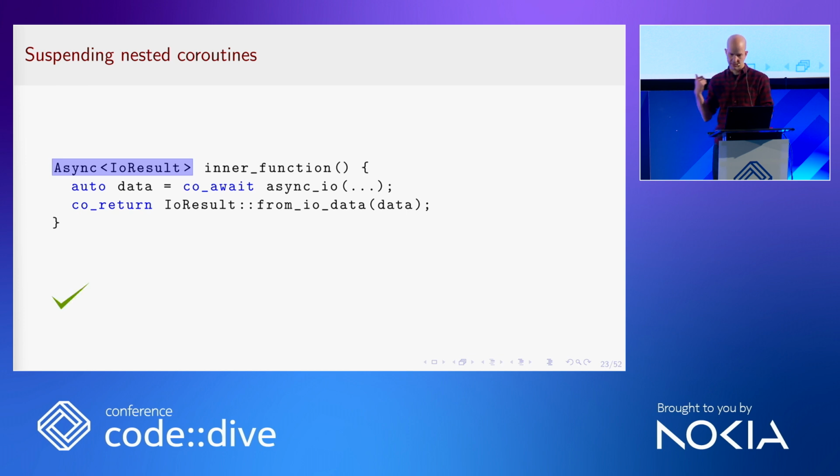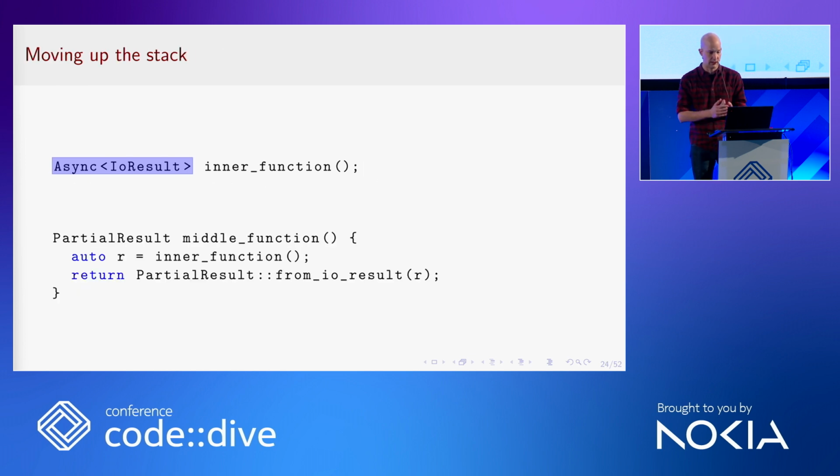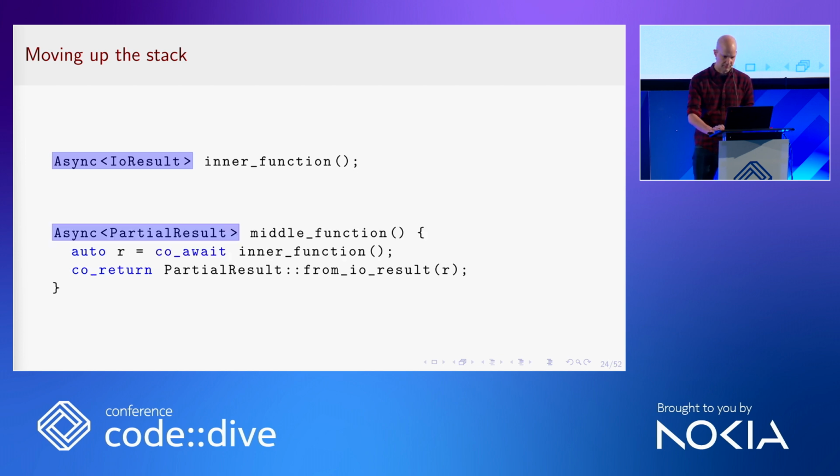But really, at this level, there's nothing more to do. There's some magic going on there inside the async IO call that I don't want to go into at this point, but that's pretty much what happens at the innermost level. Now, at the middle function level, again, the same thing, right? We sprinkle the coroutine keywords in there, and we have to change the return type.